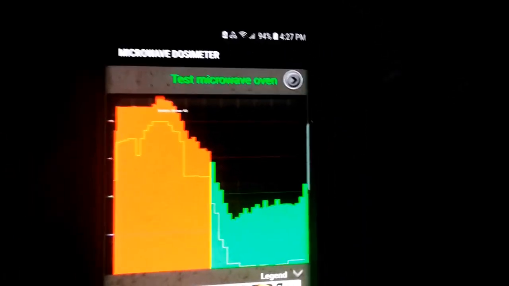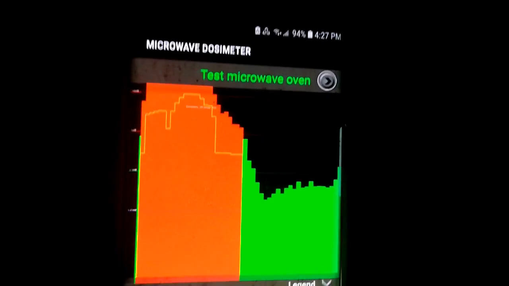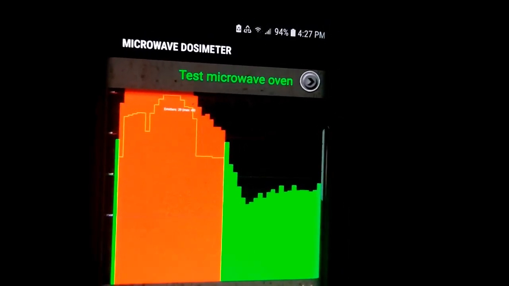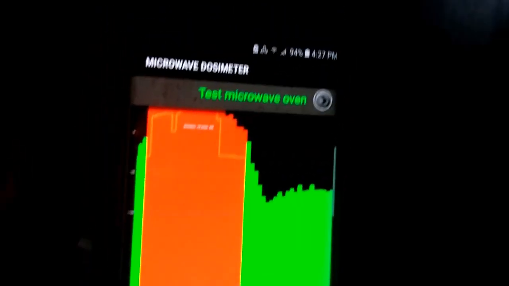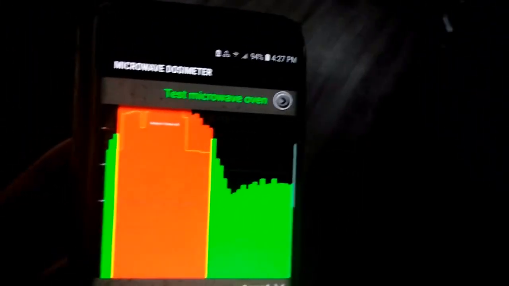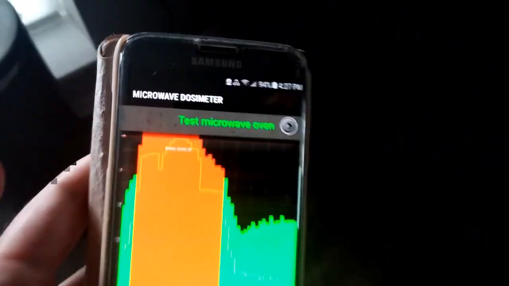It's a very slow reading device on this phone. So now you see it's starting to go back into the green. Now that we're further away, but again, we get closer to it, and I'll show you what happens when I unplug it. You'll see it drop off completely from the red. So you know that's what's causing it.